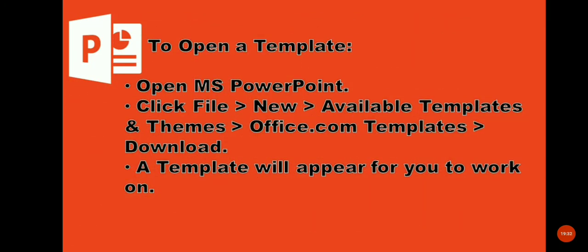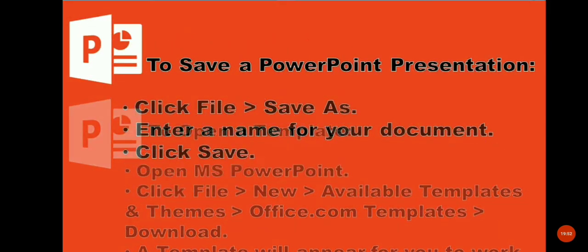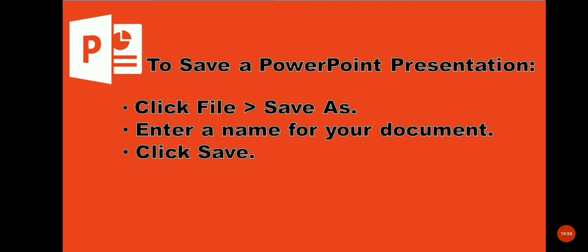To open a template, open MS PowerPoint. Click File, New, and the available templates and the Office.com templates download. A template will appear for you to work on. How to save the PowerPoint presentation. So click File, Save As, enter the name for your document, and then click Save.